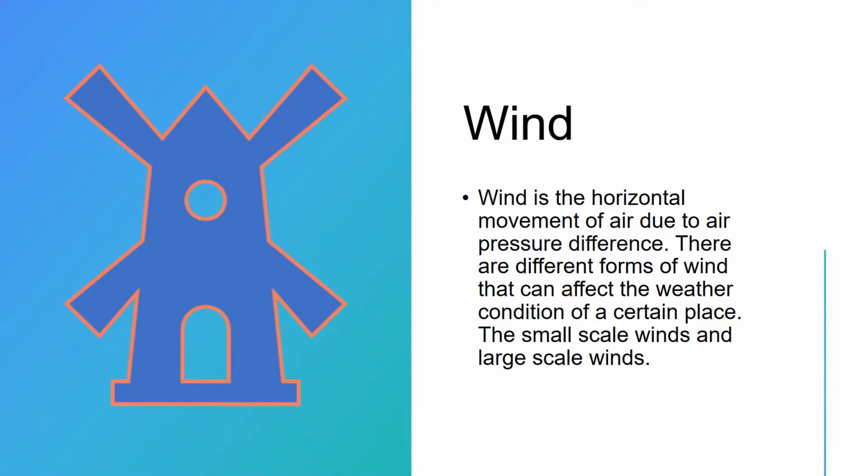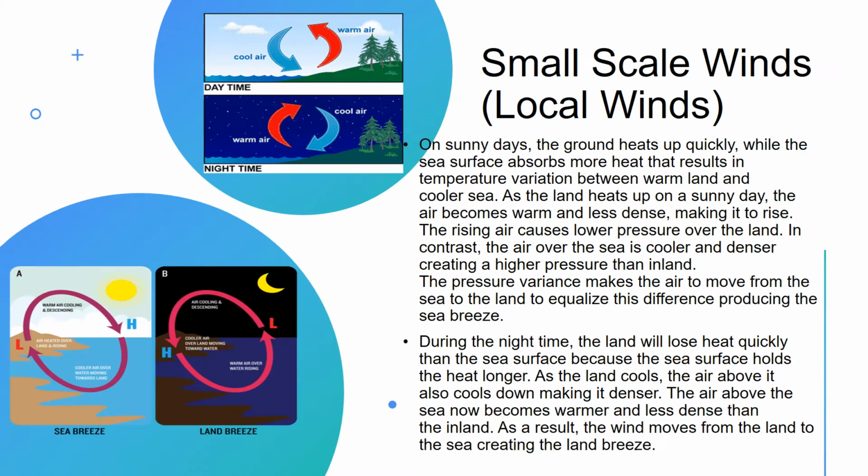Next, we have wind. Wind is the horizontal movement of air due to air pressure difference. There are different forms of wind that can affect the weather condition of a certain place. The small-scale winds and the large-scale winds.